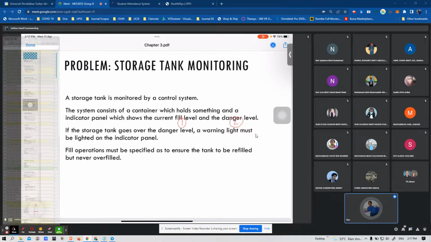And then if the storage tank goes over the danger level, a warning light must be lit on the indicator panel. So the fill operation must be specified so as to ensure the tank is refilled but never overfilled, never overloaded.